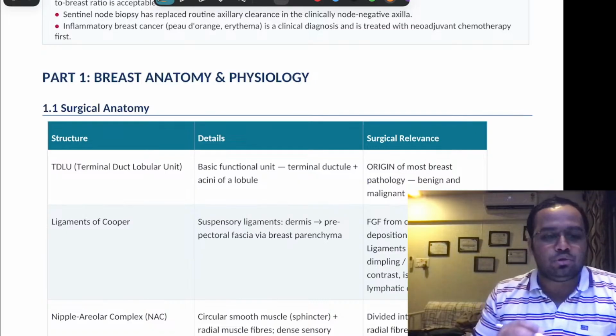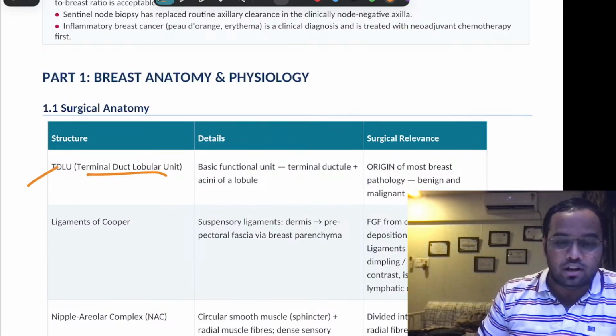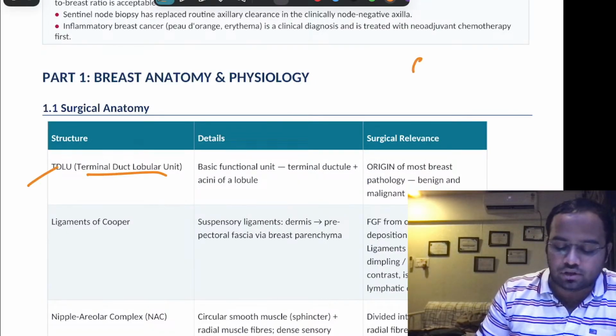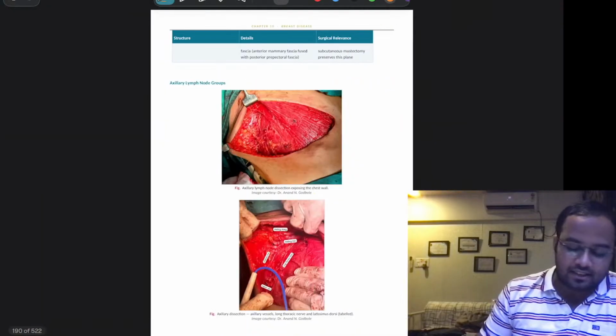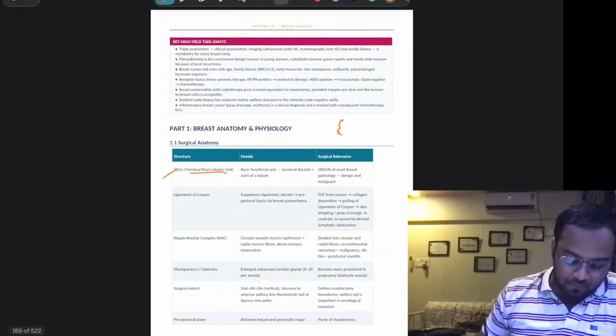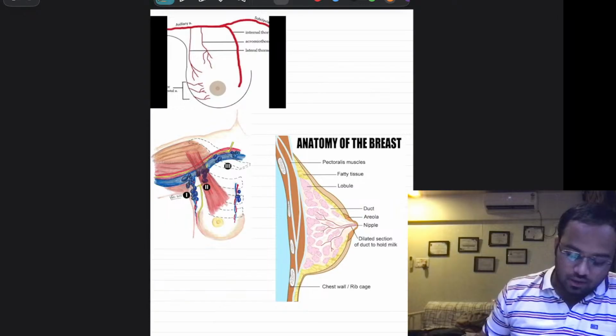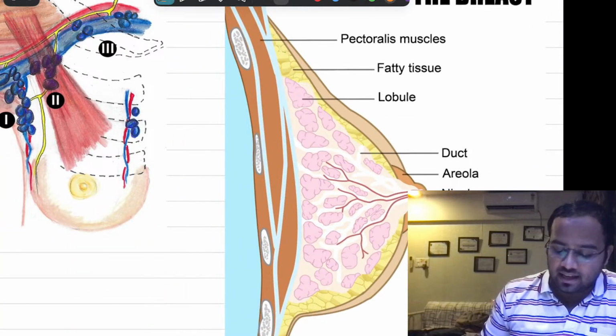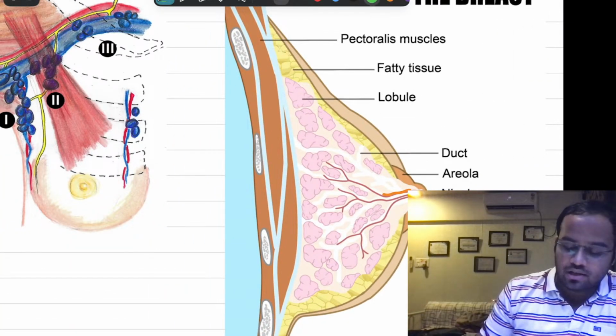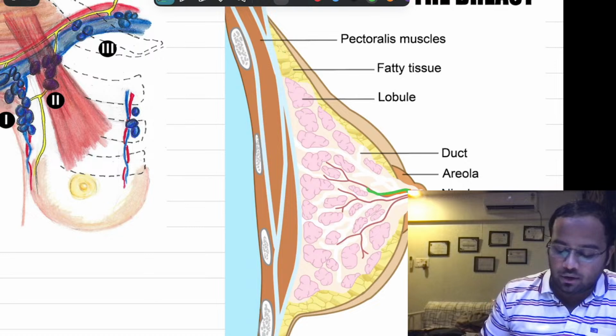So what is a TDLU? TDLU is nothing but a terminal duct lobular unit. You know that the breast consists of a nipple areola complex. If you can see the diagram very well, here is the nipple areola complex. There is going to be the duct, and this duct eventually ends up into the minor ducts, and that ends up into a lobule.